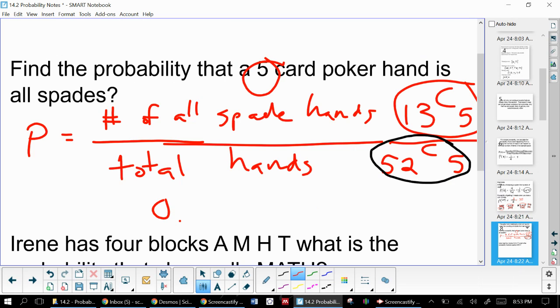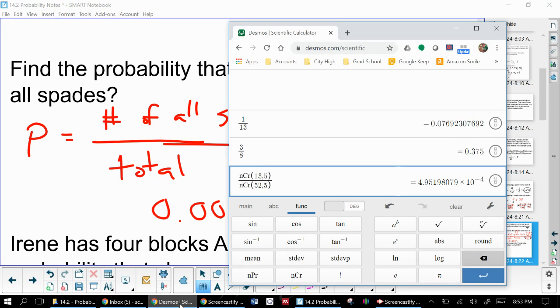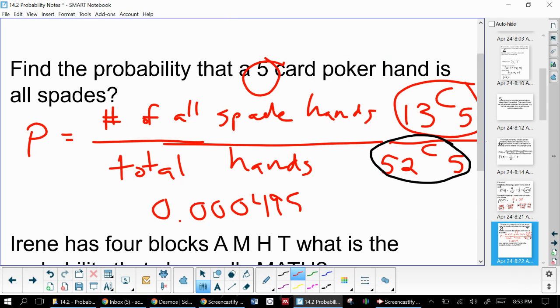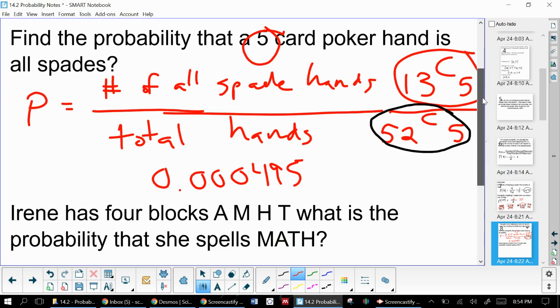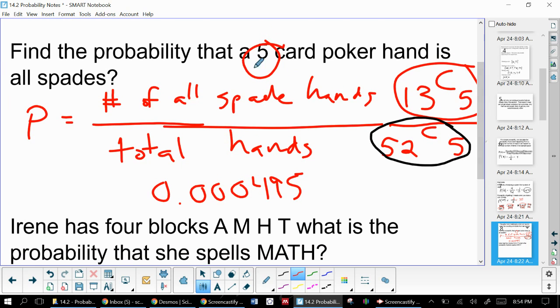So we'd have 0.0004, what was it, 0.000495. So a very, very low probability that we'd have all spades, also known as a flush. Now we could also have all hearts, all diamonds, all clubs too. So if you were to look up what's the probability of getting a flush in poker, it'd actually be 4 times that size.